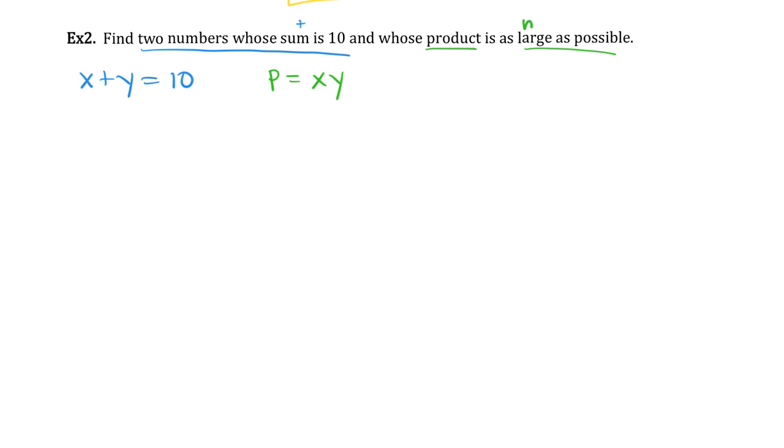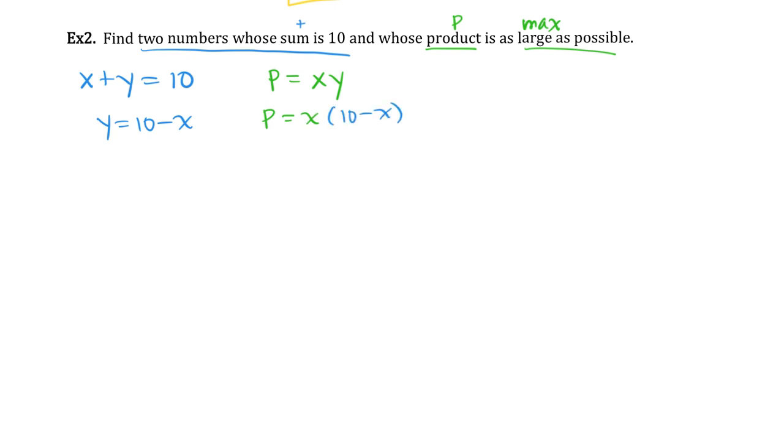I want them to be maximized. So I'm trying to maximize the product. So I need my equation to be for p, so I can take the derivative of p and find p prime, because maximizing product. Okay, let me solve this equation for x or y, the first one. It doesn't matter which one you choose. Okay, if y is 10 minus x, let's plug in 10 minus x.